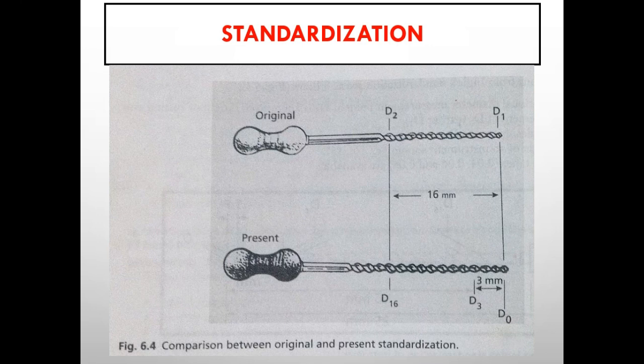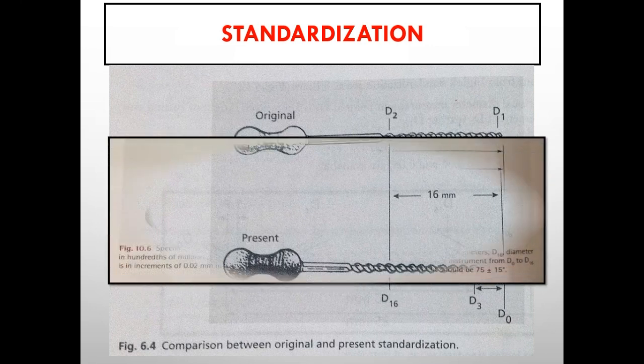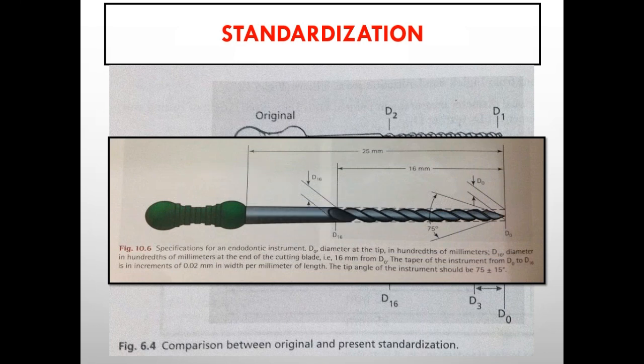The working blade shall begin at the tip, designated site D0, and shall extend exactly 16 mm up to D16, that is 16 millimeter. And there is a 2% constant taper, that is 0.02 millimeter increase in diameter for every millimeter. So the diameter at D16 will be 0.32 mm greater than that of D0, and the tip angle should be 75 degree plus minus 15 degree.